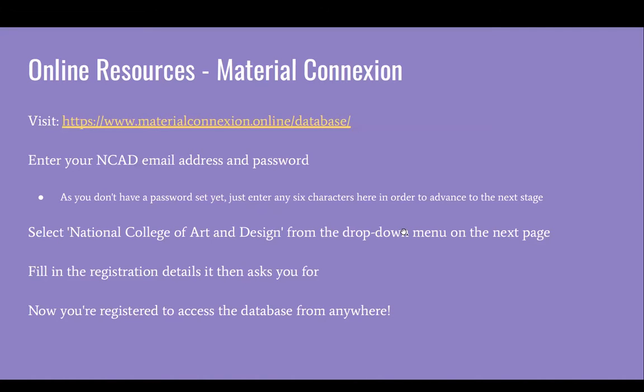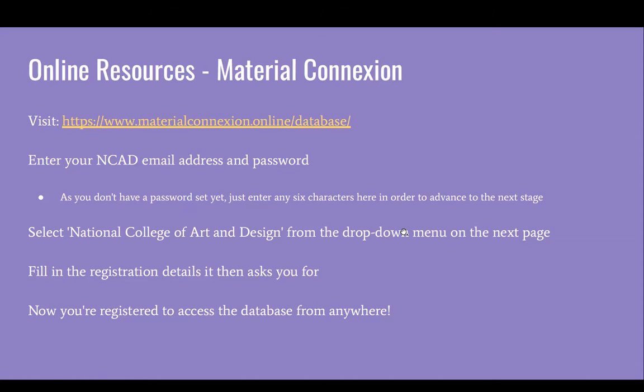So to access Material Connection, you simply visit this website, materialconnection.online/database, enter your NCAD email address and a password. As you don't have a password yet, you haven't set up an account with them, just enter any 6 characters here in order to advance to the next stage. At this point, you'll select National College of Art and Design from the drop-down menu. And on the next page, you fill in registration details it then asks you for.